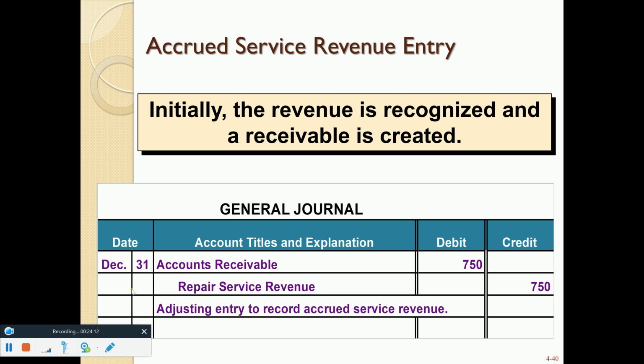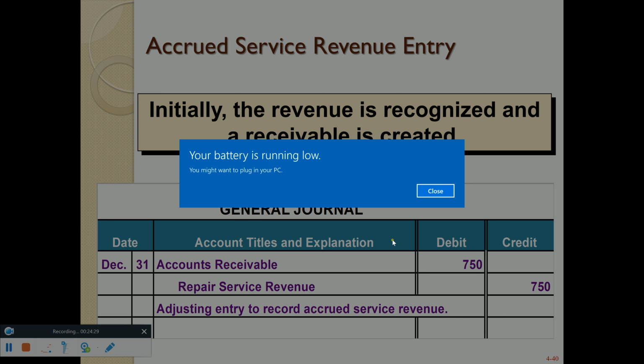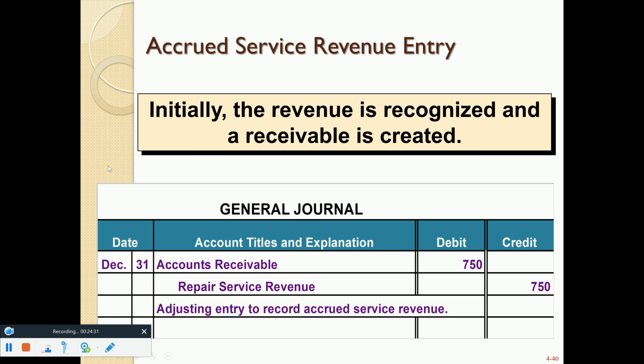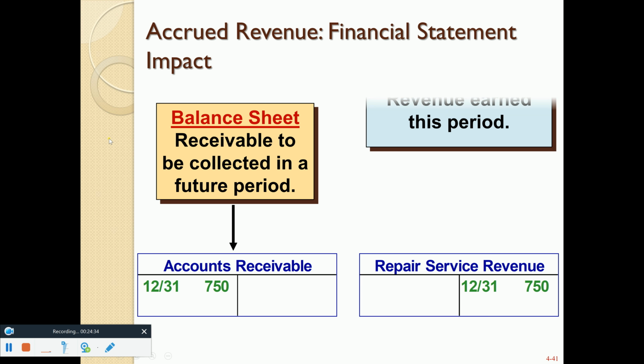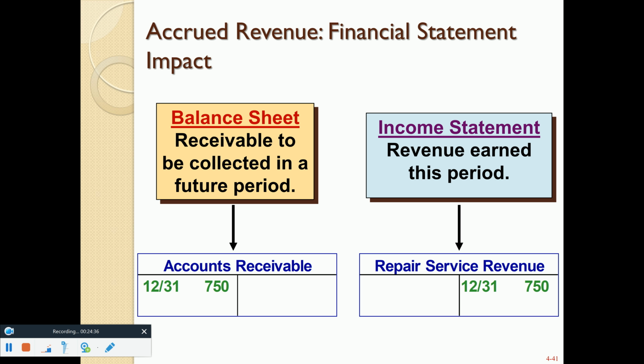So in December 31, what we need to do is record the revenue, and revenues are recorded with credits. That increases equity. And we didn't get paid, so instead of recording the cash, we have to actually increase the accounts receivable account. That is an asset, and that is going to be increased with a debit. All right, and so the balance sheet at this point, if we said timeout, the balance sheet would show the $750 in receivables, and the revenue, you're going to show the $750 as well.